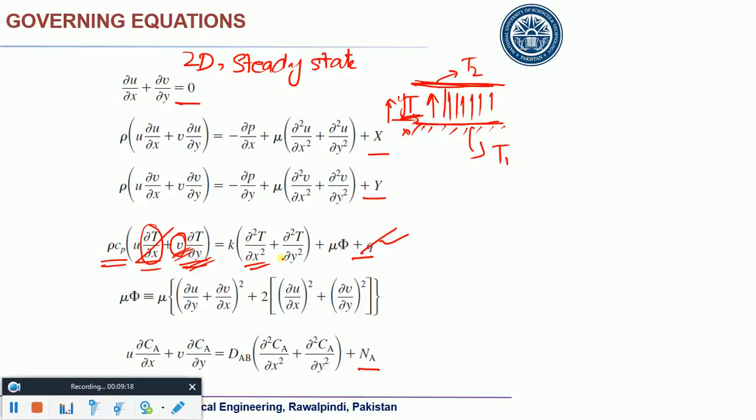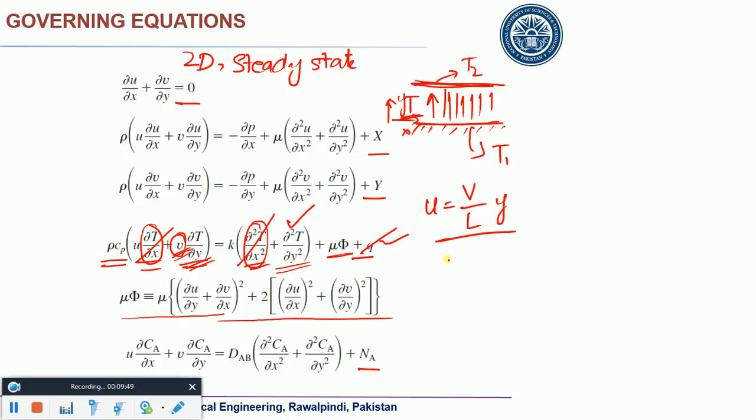Then if partial T by partial X is very small, partial square T by partial X square is obviously small, right? So this term is again disregarded. Can you say anything about this term? Not at all, so it would stay there. Now this is the mu into phi term. So partial U by partial Y is what? You have already found out that U is equal to V by L Y. So partial U by partial Y would be equal to V over L.